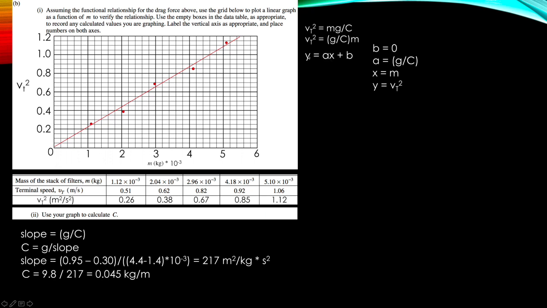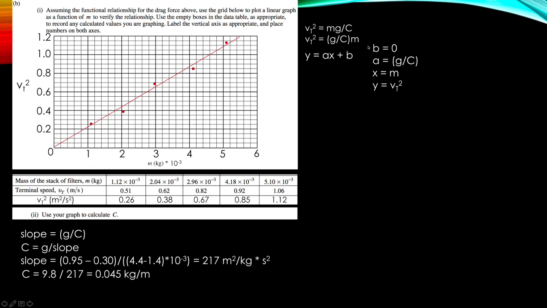The general equation for a linear function is y is equal to ax plus b, where a is the slope and b is the y-intercept. So this equation, if we compare it to this one, we can see that y is equal to vt squared, a is equal to g over c, because g over c is a constant, and just like the slope, the slope is also constant. So a is equal to g over c, m is equal to x, because m is the independent variable. That's the thing that we're changing. So x is equal to m, and then b is just equal to 0, because there's no constant added here.